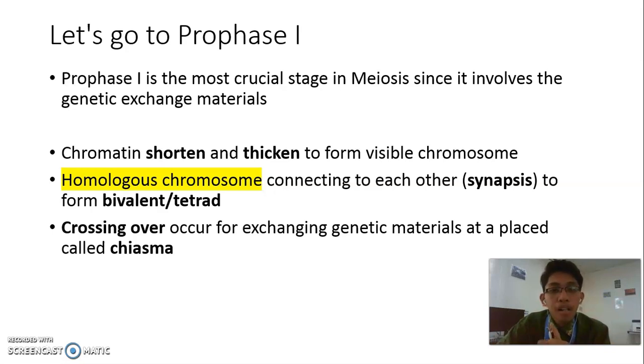In prophase I, the chromosome form is what we call chromatin. Chromatin is like a thread, with no fixed shape, a tangled thread. In prophase I, the chromatin will shorten and thicken. Then you can see the chromosome under the microscope, the X-shaped form.